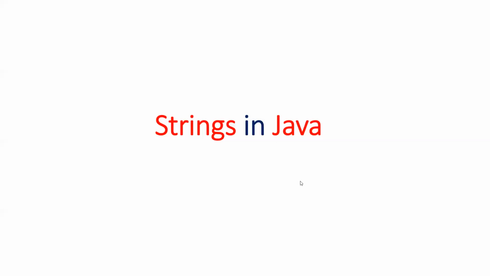Today in this video, we are going to see strings in Java. In Java, as we have seen in my previous videos, we have talked about arrays. So strings are also a type of object, because Java is a purely object-oriented programming language. In Java, everything is an object. So here strings are also one of the types of objects.